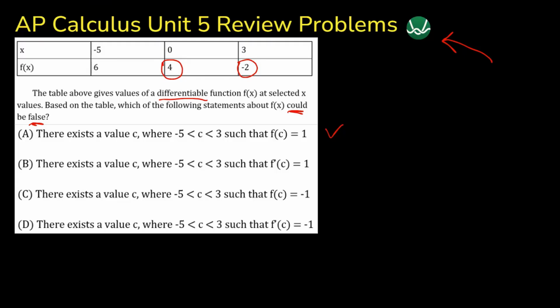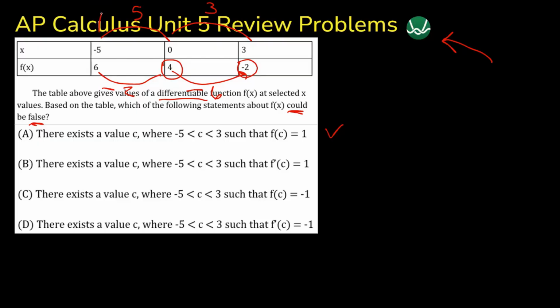Part B, there exists a c such that f prime of c equals 1. So this is the mean value theorem, and we just have to check to see if any of the intervals yield an average rate of change of +1. So from -5 to 0, we go 5, and from 6 to 4 is -2. So that would be a rate of change of -2/5. From 0 to 3 is a change of 3, and from 4 to -2 is a change of -6. That would be an average rate of change of -2.